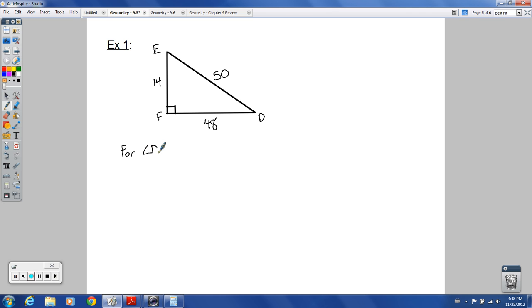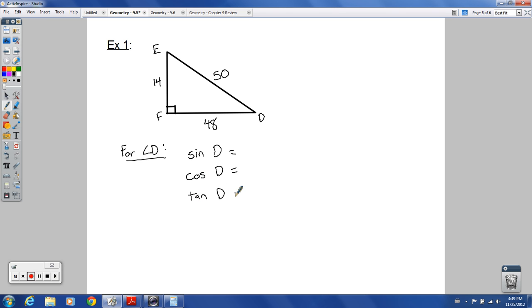So let's first of all look at angle D. So you're going to find the sine, cosine, and tangent of the acute angles. It's always going to be the acute angles. You can't find the sine of the right angle. That's just not how trigonometry works. You can find the sine, cosine, and tangent of the acute angles. So for angle D, we're going to figure out all three of them, sine, cosine, and tangent of D.